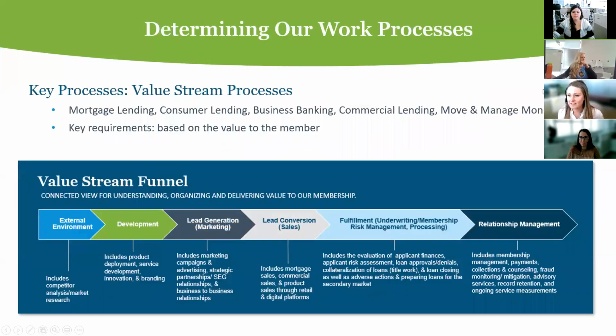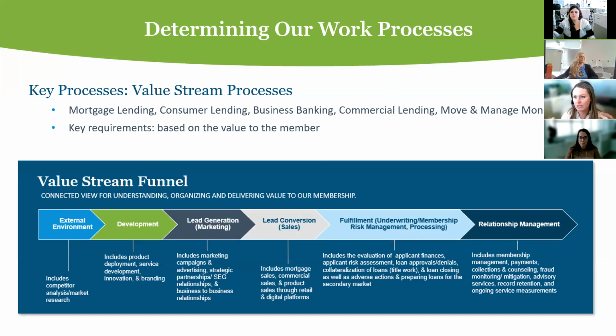As far as our key processes go, the way that we define them today is as our value stream processes. So we have 4 major value streams at Elevations. That's our mortgage lending processes, our consumer lending processes, and business banking and commercial, which are sort of associated. We consider those to be part of one value stream. And then our move and manage money value stream. So the way that that's defined is that they provide direct value to our member. And what I have here is a graphic that shows you what our standard value stream funnel looks like.